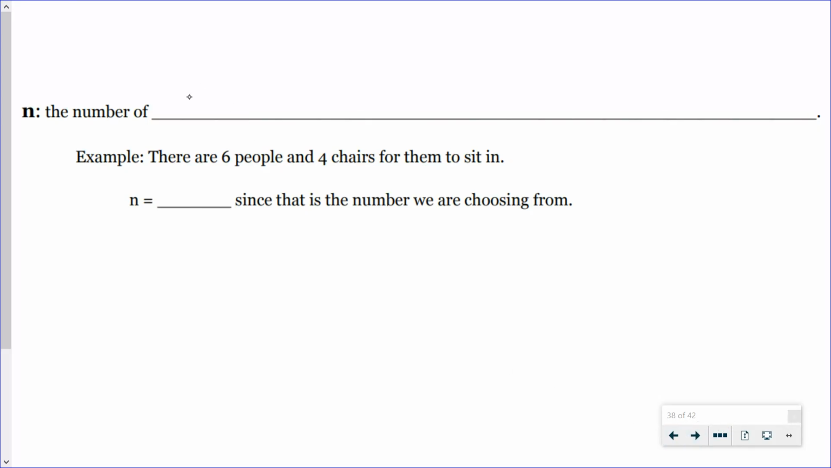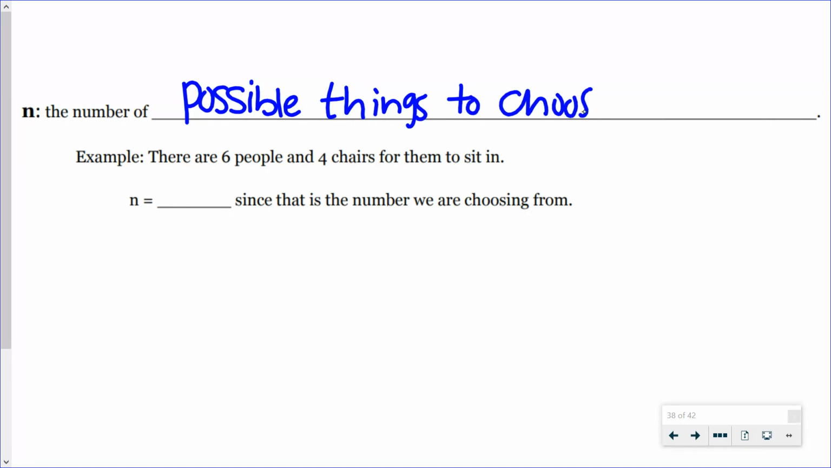Next is n, and n is the number of possible things to choose. So if you're at an ice cream shop, it's all the different flavors. If you're making a pizza, it's all those different toppings. If it's the jobs that you could be applying for, it's all the different jobs. So in our example, there are 6 people and 4 chairs for them to sit in. 6 is our n value because that is the number we are choosing from. That is the people that are going into those spots. Okay.